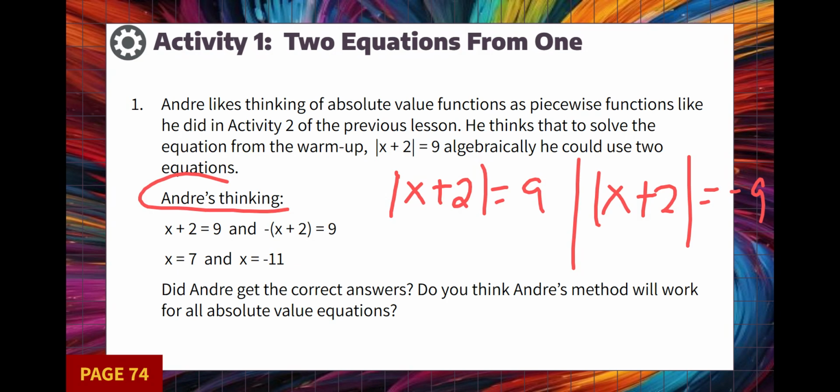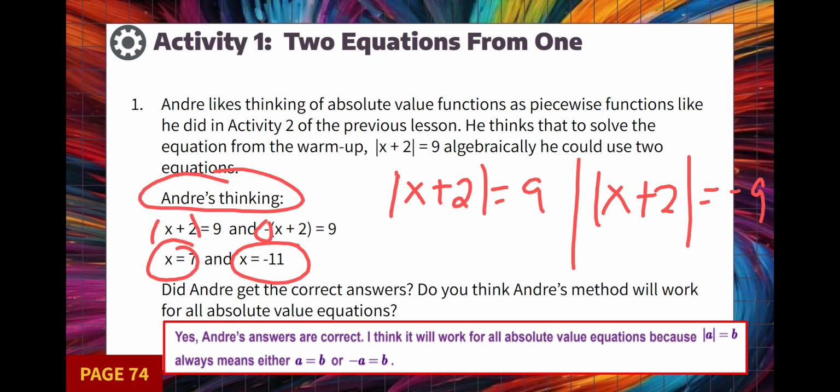But Andre's thinking is different. The negative is in front and the other one doesn't have anything. But still, Andre got the same answer, 7 and negative 11. So, did Andre get the correct answers? Of course.